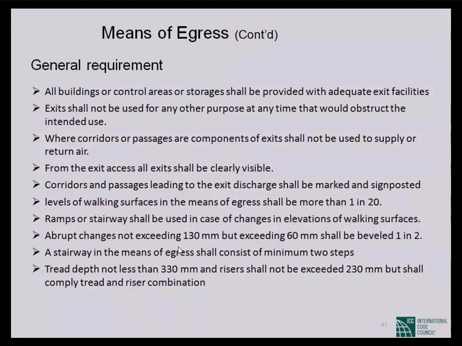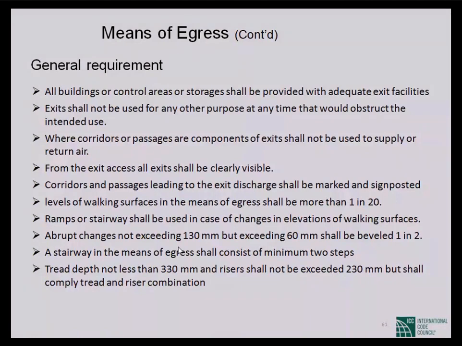All buildings, control areas or storage shall be provided with adequate exit facility. Exits shall not be used for any other purpose at any time that would obstruct them. But in Bangladesh, it is a normal thing. There is some obstruction in the way, particularly in industry, where people use them for other types of use. Corridors, passageways or components of exit shall not be used to supply or return air. Understand? The exit access of all exits shall be clearly visible.